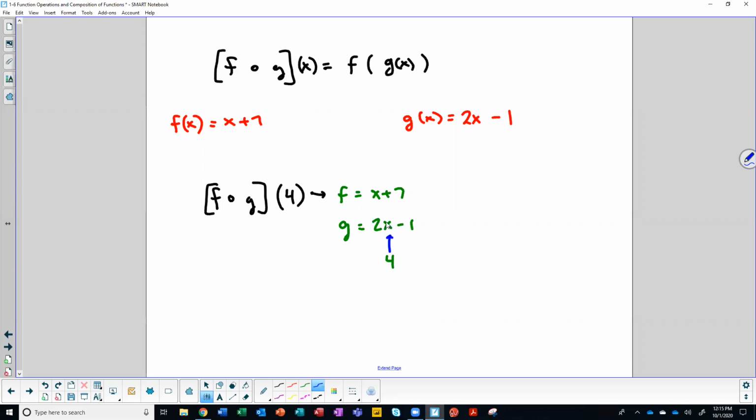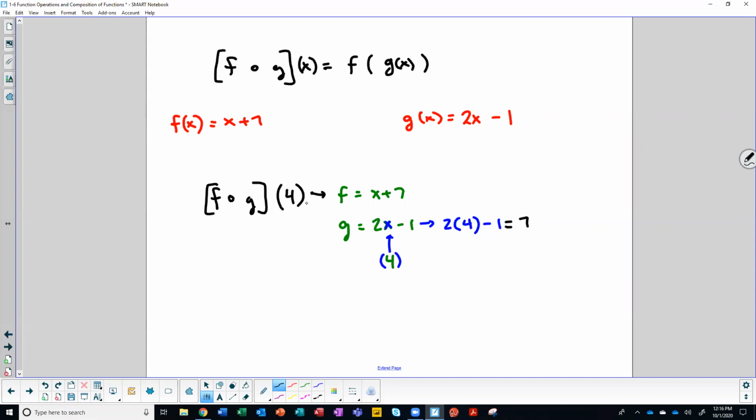You substitute the number in first. And so just to keep the rules the same, I'll put a parenthesis around it. I'm going to substitute, which means this becomes 2 times 4 minus 1. So no longer an x, it's now 2 times 4. Now what is 2 times 4? 8. Okay, so 2 times 4 is 8, and I subtract 1, and I get 7. So that means g of 4 is 7.